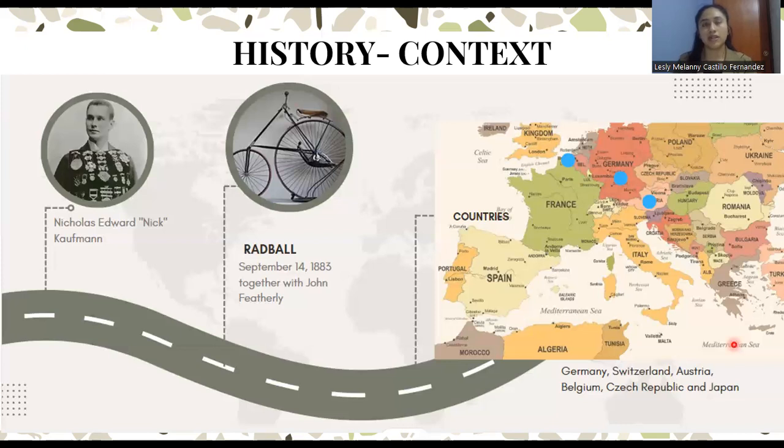So we have to understand that this sport is a mixture between cycling and soccer, but inside a room. And this unusual idea was born after the creator tried to gently push a dog with the wheel of a bicycle.